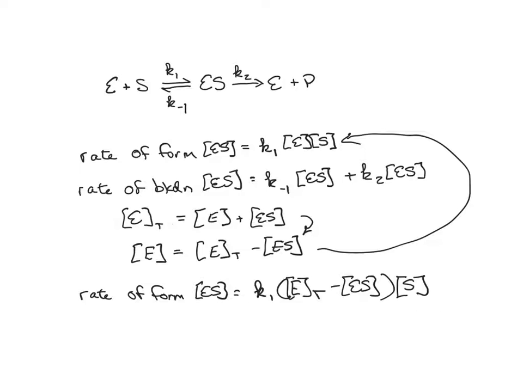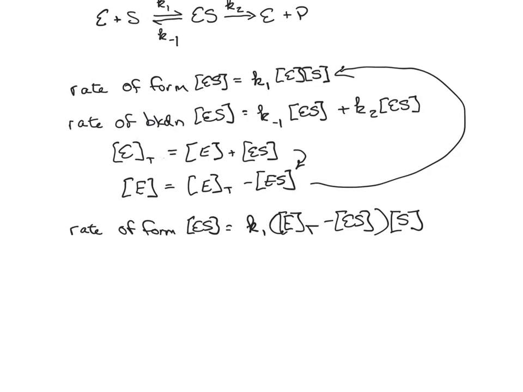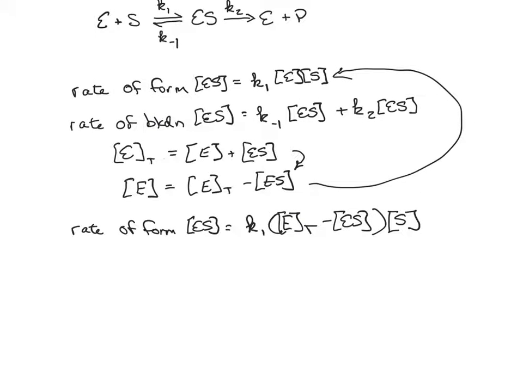I just substituted in for total or free enzyme concentration there. All right, now we move on to the steady state assumption. The steady state assumption is that the rate of formation of enzyme substrate complex equals the rate of breakdown of enzyme substrate complex. In other words, d[ES]/dt equals 0. The concentration of enzyme substrate complex is not appreciably changing with time. So that means I can simply take the rate of breakdown and set it equal to the rate of formation.